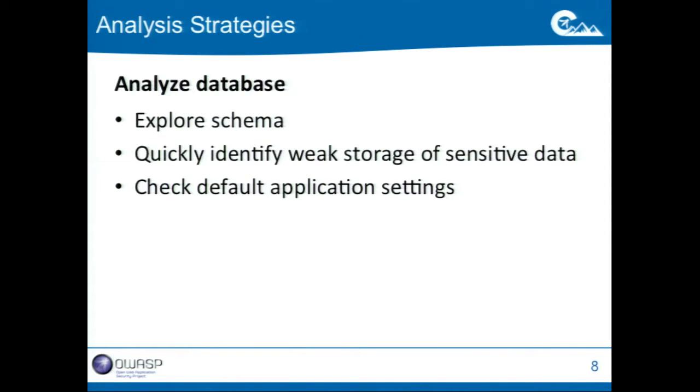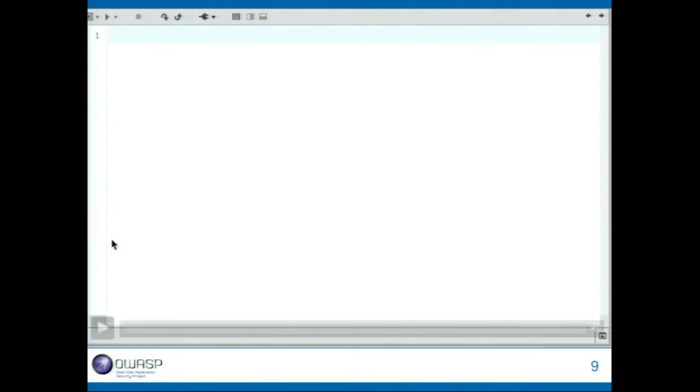So I'm going to be going through several analysis strategies that you can use when you're reverse engineering a web application like this and doing a deep pen test. The first one's very simple. Look at the database. The VM has a database server running on it. It's obviously Oracle. There's tons of applications that support it. So exploring the schema, looking at the weak storage of sensitive data and default settings, things like that.